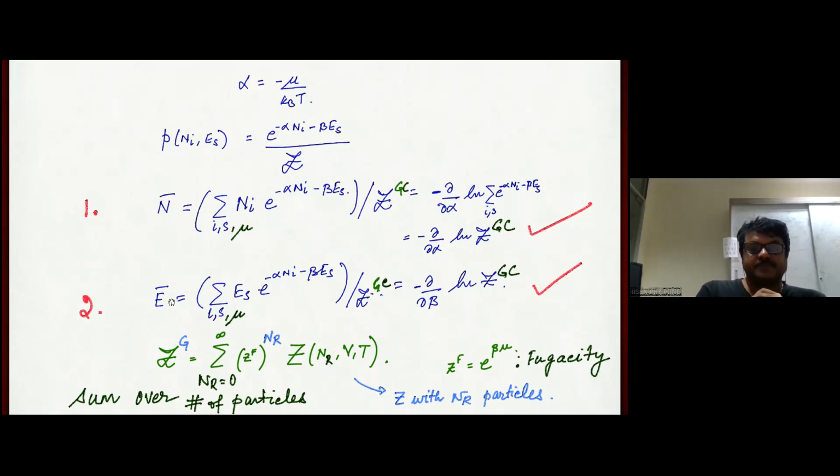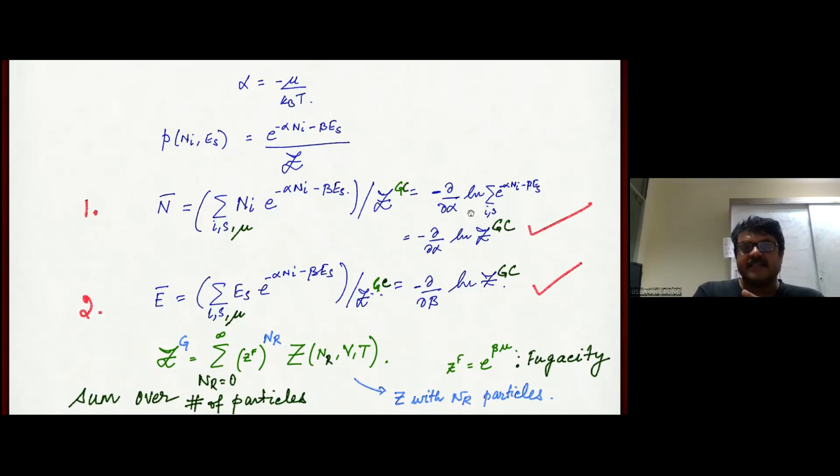And moreover, you can calculate the average energy of the system similarly. Sum over all possible microstates, the energy of the system when it is at a particular microstate times the probability of accessing the microstate, which is this term divided by Z_GC. You're summing over all microstates, and this in turn, very similar to this, can be written as minus del beta log Z_GC, right?